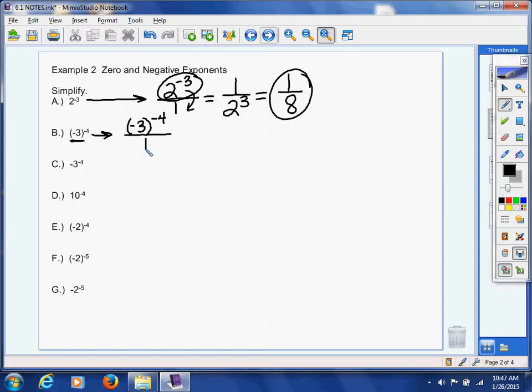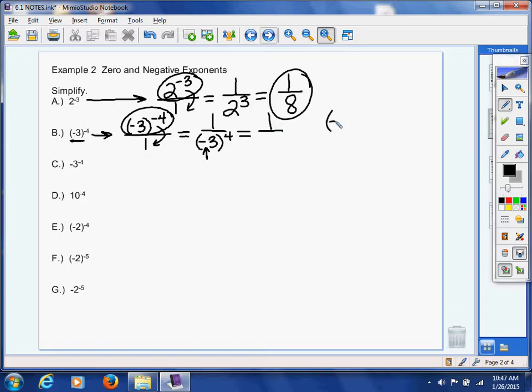And then if I want to make that negative 4 exponent positive, then I need to bump it down. So then I'm just going to leave 1 over negative 3 raised to the positive 4. Because I bumped it down to the denominator, the negative 4 exponent becomes a positive 4 exponent. Now I didn't change the sign of the negative 3. I changed the sign of the exponent. That's what's got to change when you move it. Okay, so now I need to simplify negative 3 raised to the 4th power.